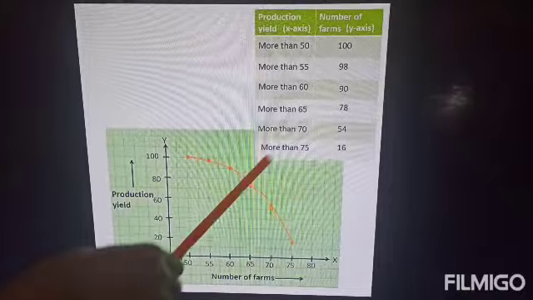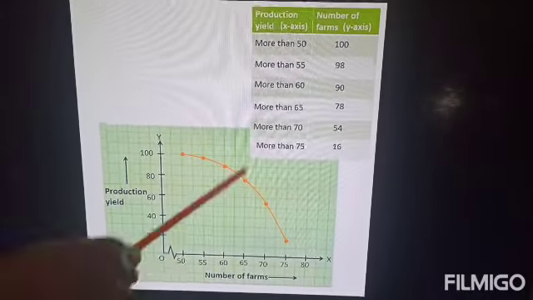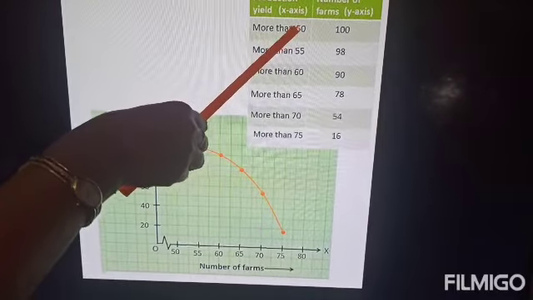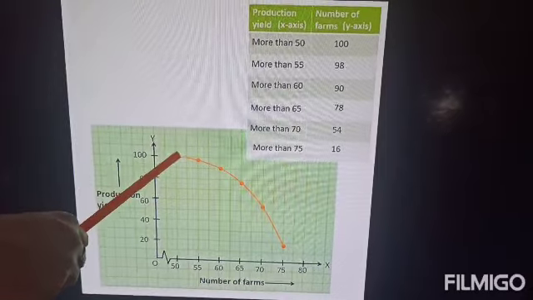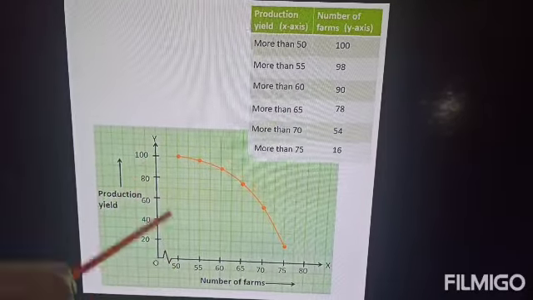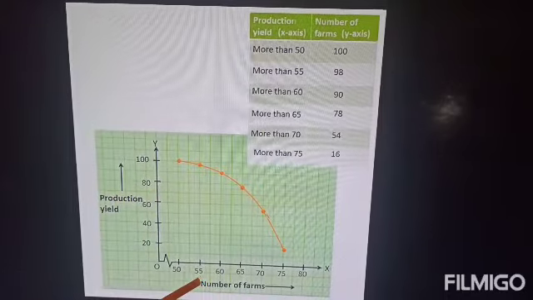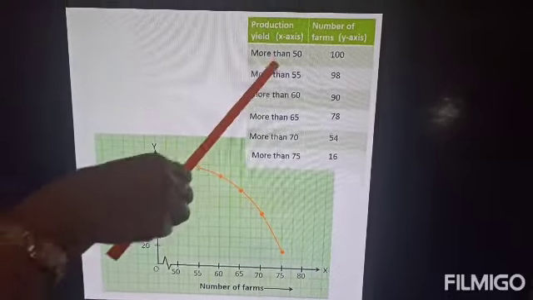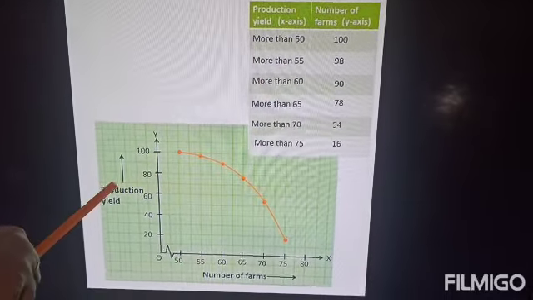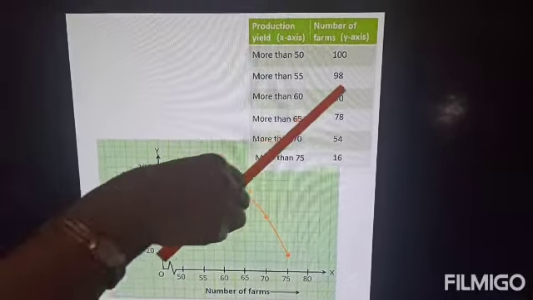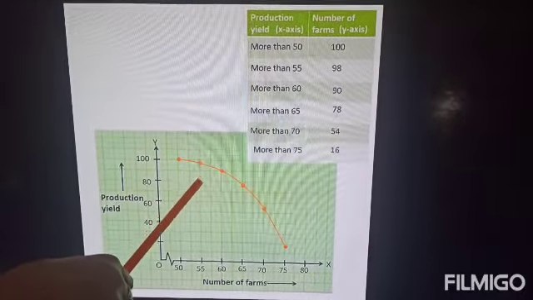Then what we got here, we have to mark here. 50. 50 is there, no? When we have 50, what is the yield? 100. 50, 100. Both are intersecting here. Then 55. When more than 55, at that point 98. See, a little less. 98 here, second point.